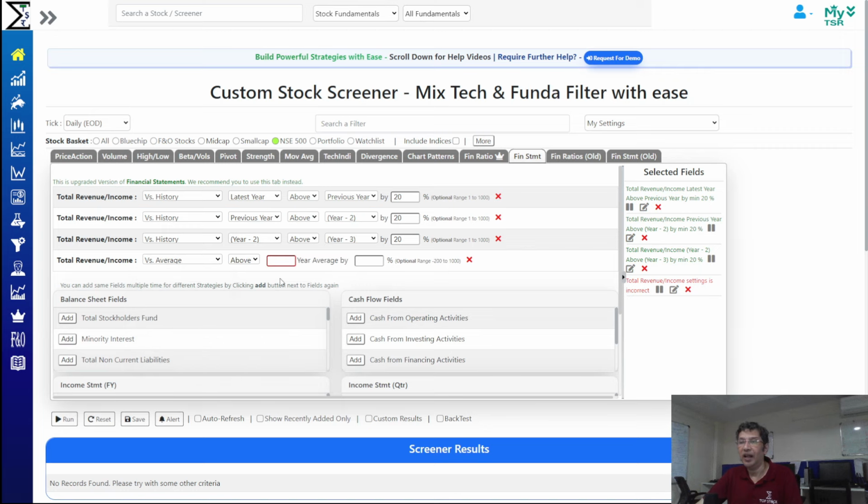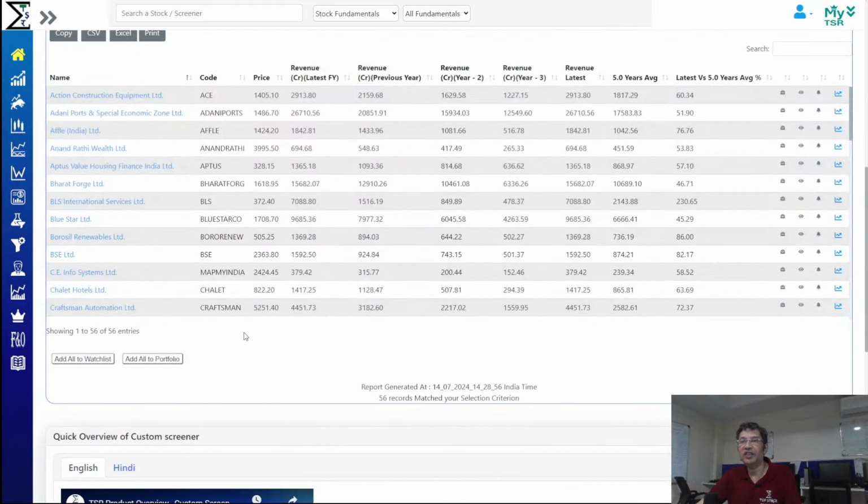It's greater than at least 25% of its 5 years average, right? So what we do is we average out here. I set 5 years, and the latest one is greater than 25%. So let's see if there's any stock which meets this criteria.